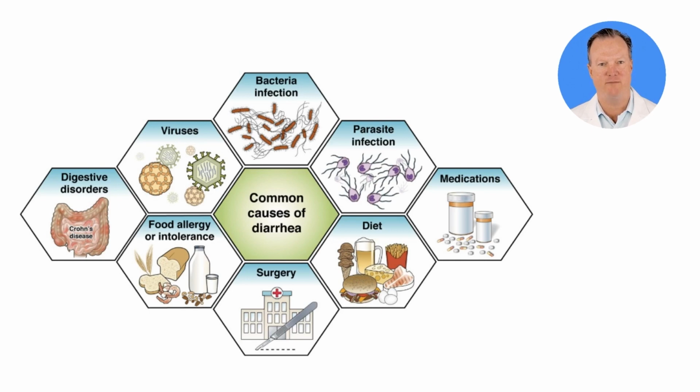Fructose intolerance can cause diarrhea as well. Fructose is a sugar found naturally in fruits and honey. It's sometimes added as a sweetener to certain beverages. Fructose can lead to diarrhea in people who have trouble digesting it.